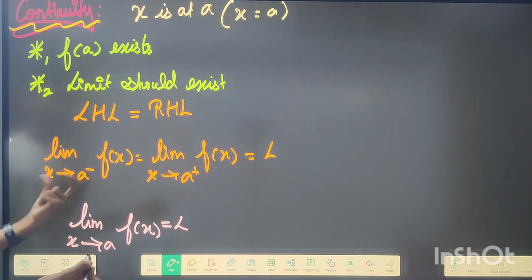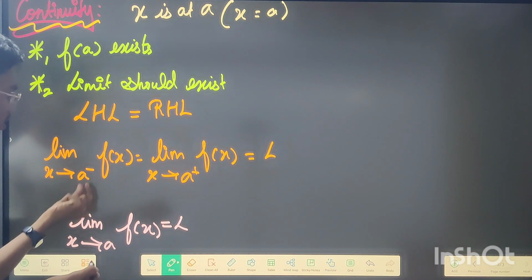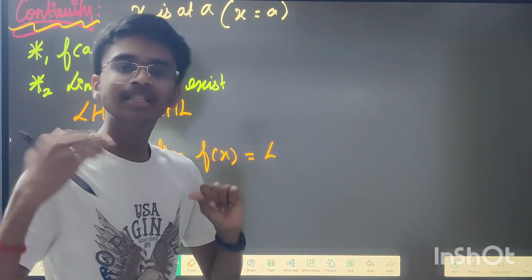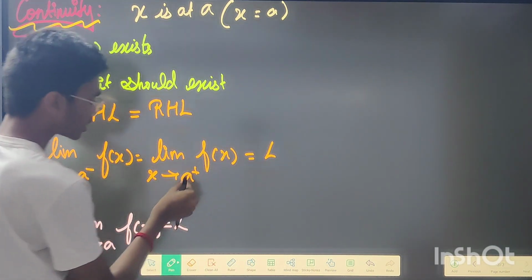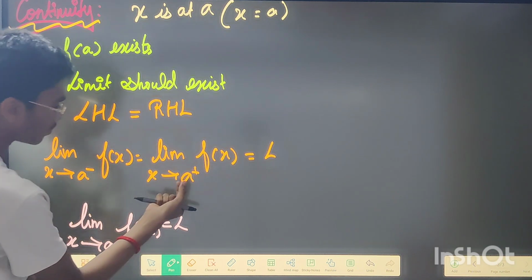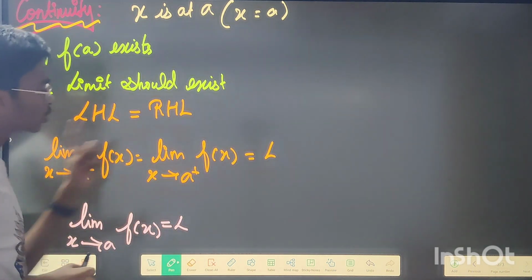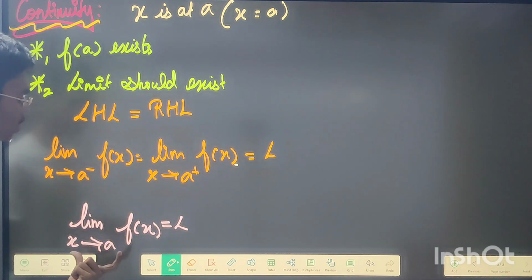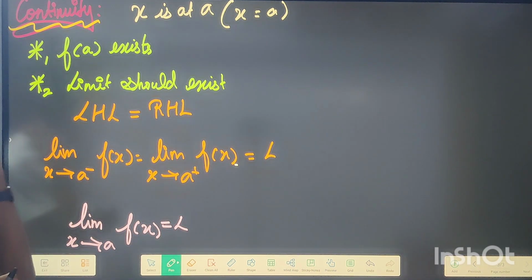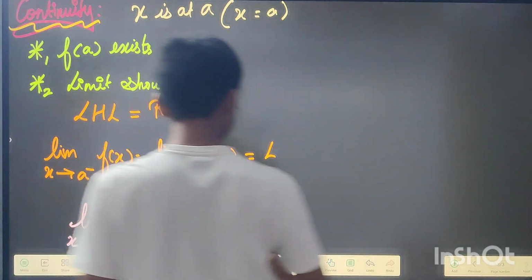If you are substituting this a value in place of x, you will get some value. Let us keep that value as L. Here also, in place of x, if you substitute a plus, you will get some value. These two values should be equal, which is L. Then that automatically says that this total limit is equal to L.